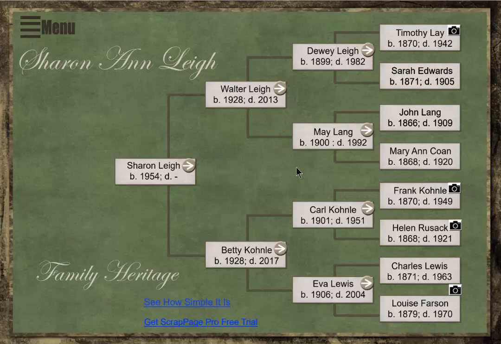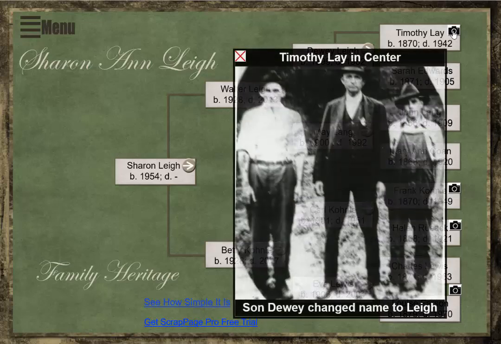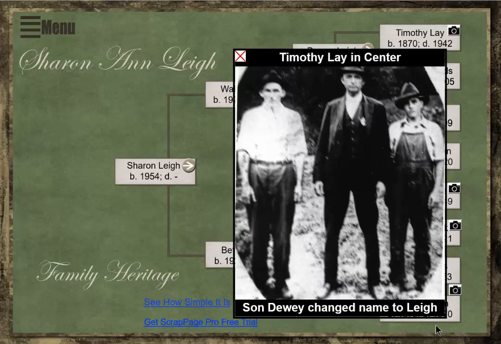So over here on the main page, we see these nodes that have arrows. That indicates that they're linked to other pages. And the ones over here with the camera icons tell you that there are photos associated with them. For instance, if I click on Timothy Lay, a picture will come up of Timothy Lay with his son in the middle, and note that his son changed the spelling of the name to L-E-I-G-H rather than L-A-Y.